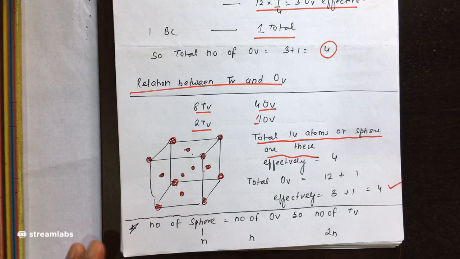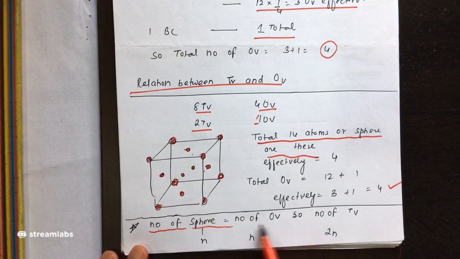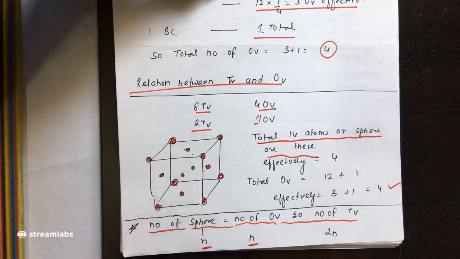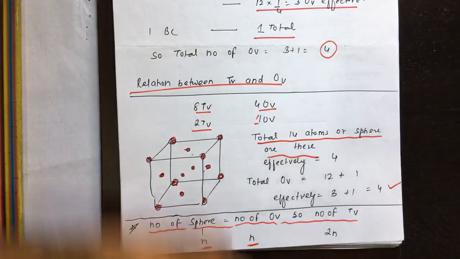So that is what I am saying here. The number of spheres is equal to the number of octahedral voids, and the number of tetrahedral voids will be double. So if there are n spheres, there are n OV, and if there are n OV, there are 2n TV over here. This is the point of discussion. I hope you have understood.